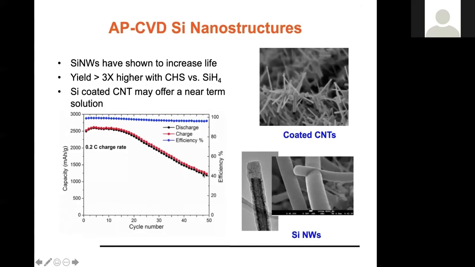a decrease in the overall capacity. So more work needs to be done here, but the thing I'd like to point out is that the Coulombic efficiency of this process remains high.